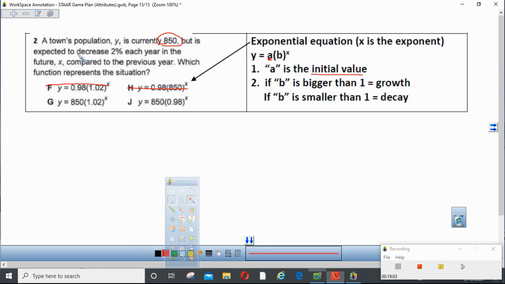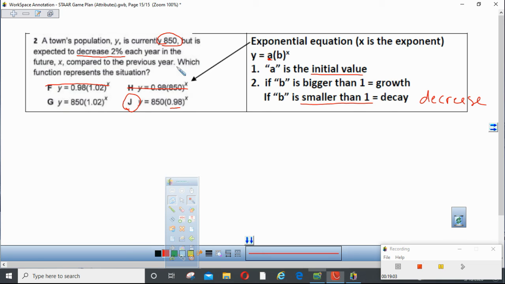Okay, and then it says it's going to decrease 2%. Well, decrease would be a decay. So decrease would be a decay. So it has to be smaller than 1, and that's the number inside the parentheses. Well, you can see this is bigger than 1. That would be a growth. If it's smaller than 1, that would be a decay or a decrease in this case. And so the answer would be J.